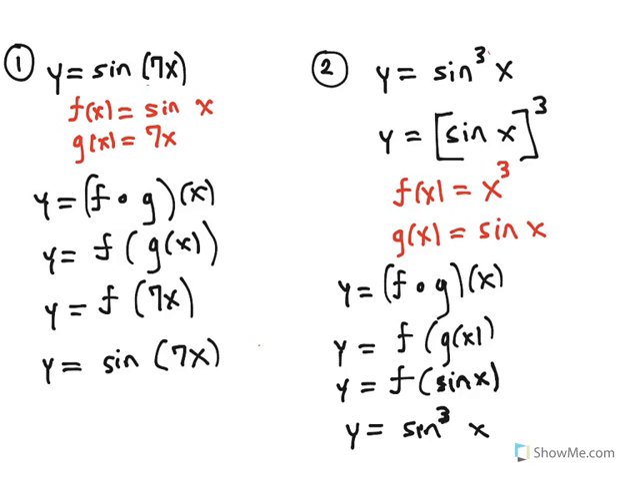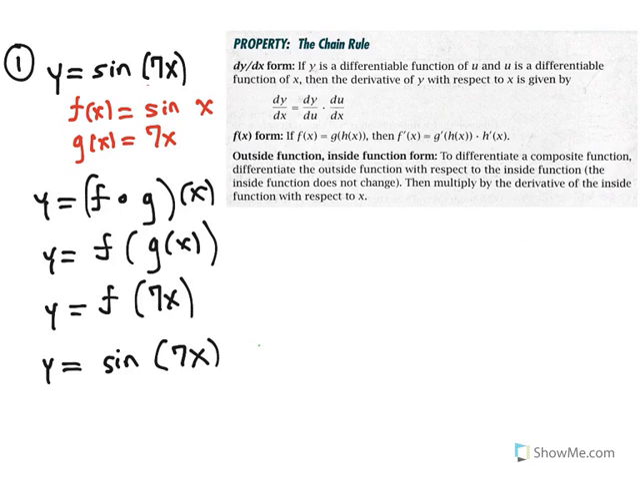So we've talked about pre-calculus, just understanding composition of functions. But now we're going to do calculus. We're going to use the chain rule to find the derivative of each of our 3 composite functions. We would like to begin by looking at number 1.